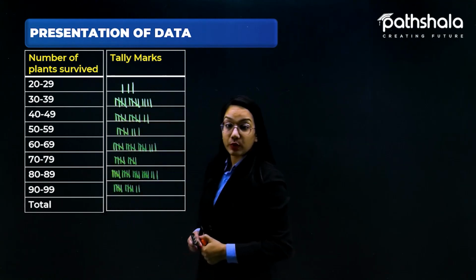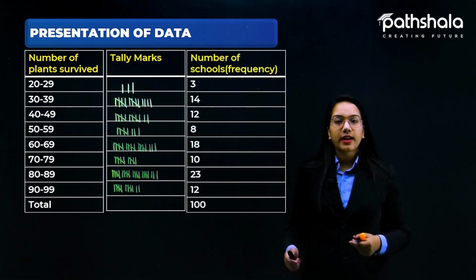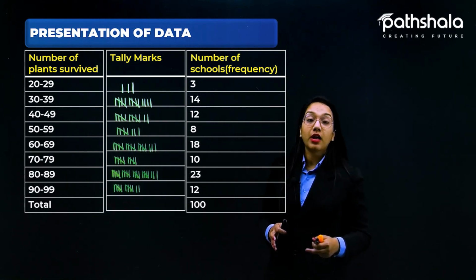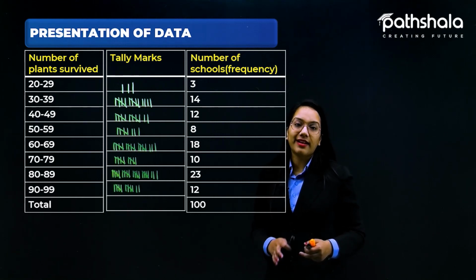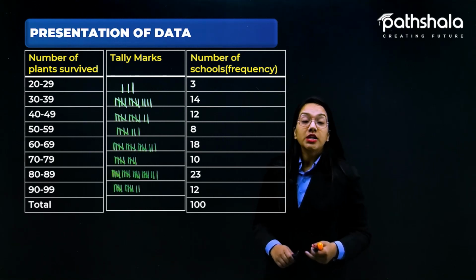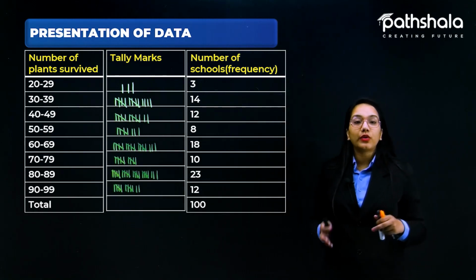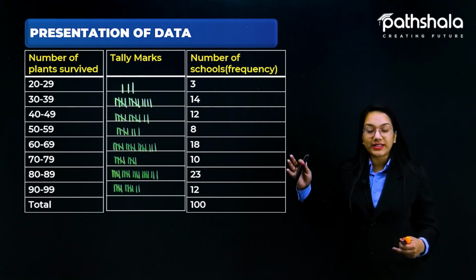Now, with respect to these tally marks, I am writing up the frequency. So this is the frequency table that I have. The number of plants is represented by the frequency. So this is 3, 14, 12, 8, 18, 10, 23, 12 and 100 in total. This is the way we can represent any kind of data using tally marks and the frequency table as well.